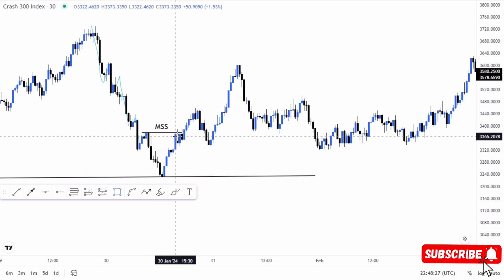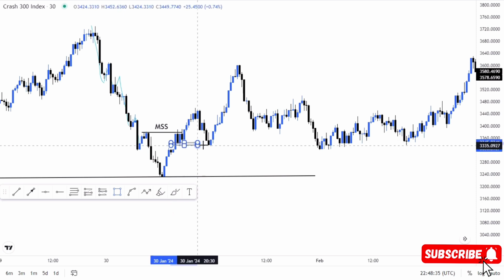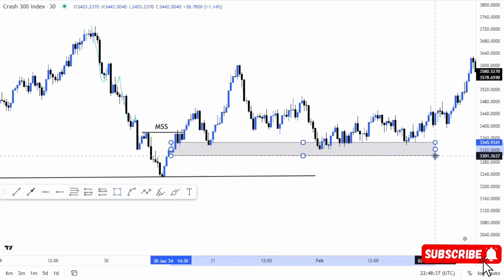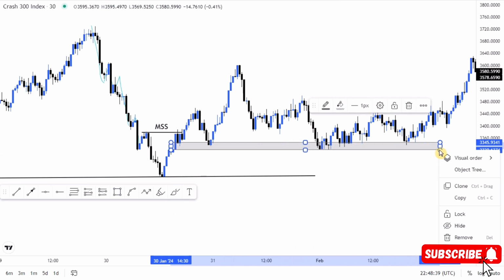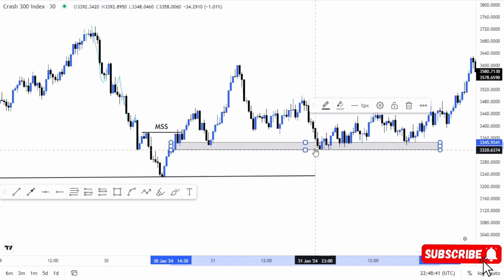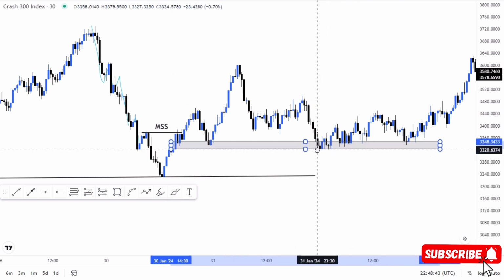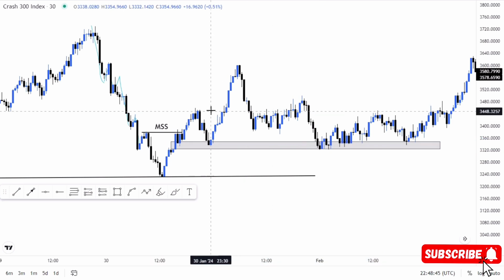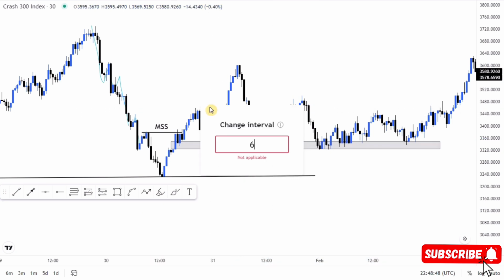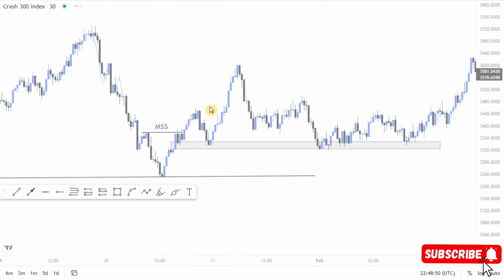I'm going to mark my supply zone because I don't see any fair value gaps. Probably there is a fair value gap on the hourly time frame, but let me just mark this area out, because in the future the area seems to be more important.